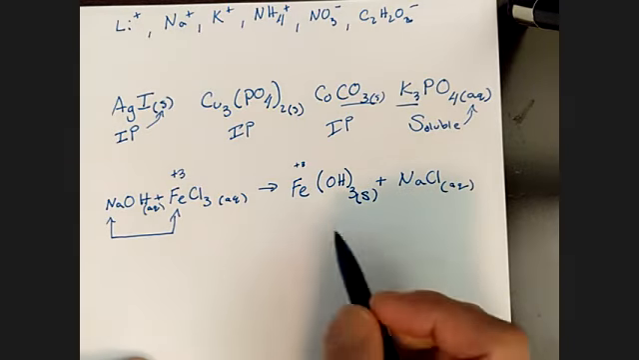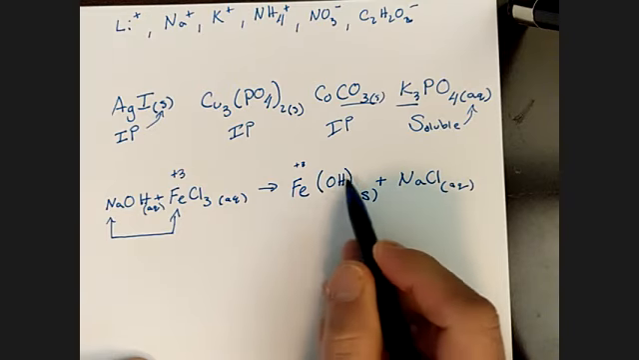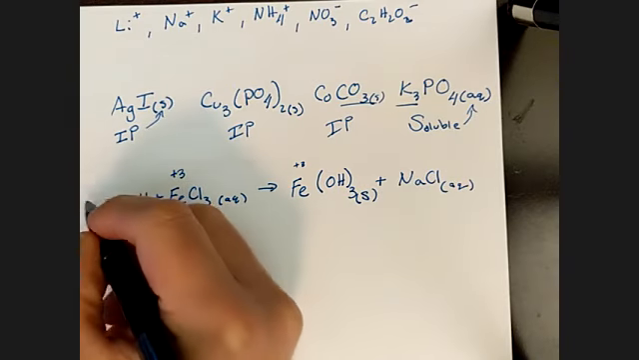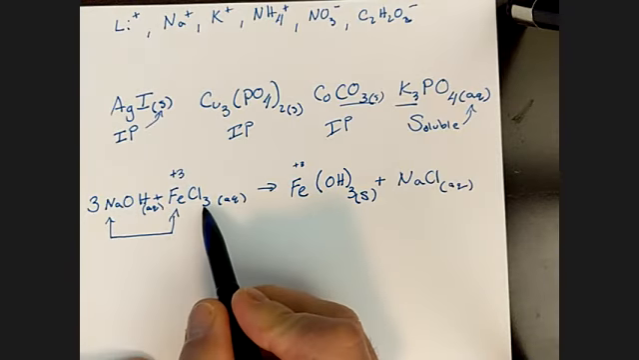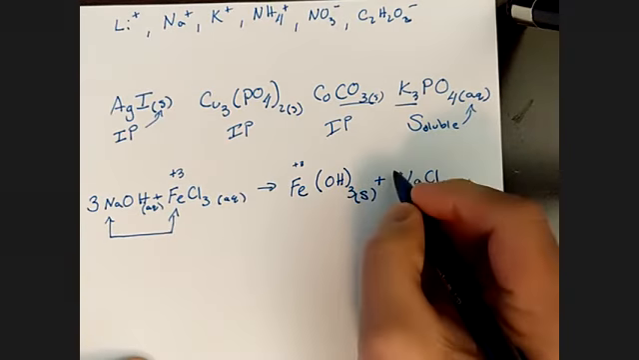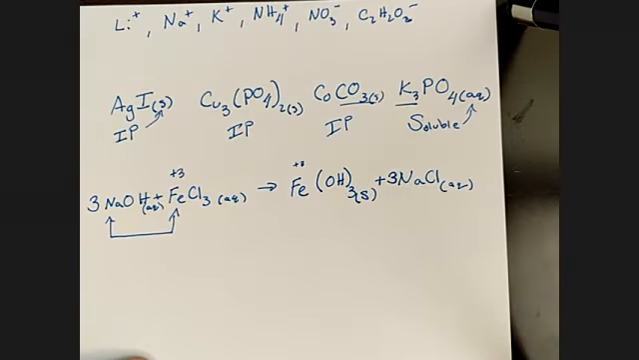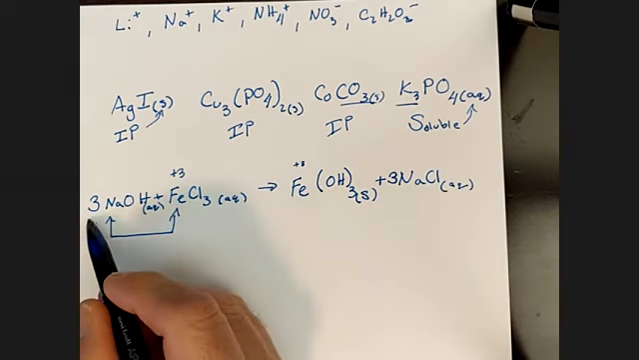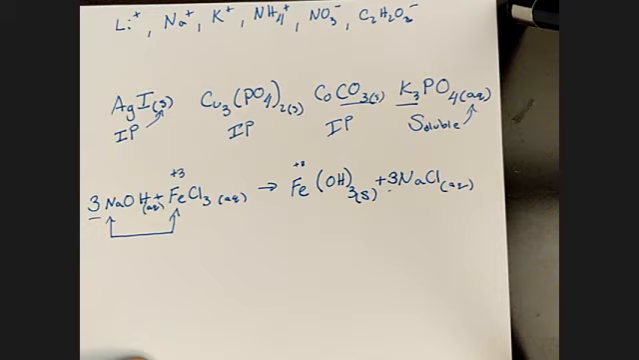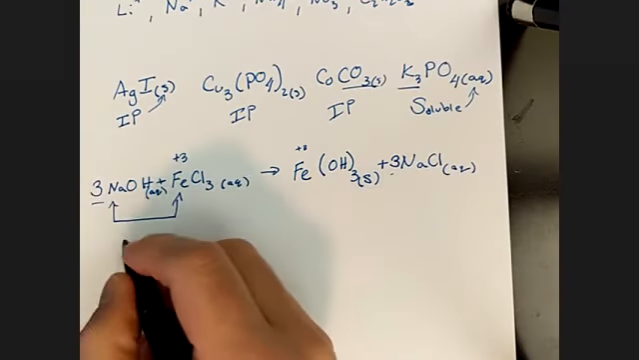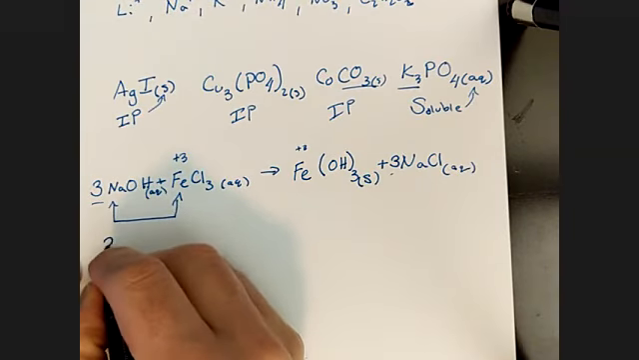And then you would want to balance this reaction. Since there's three hydroxides, we're missing a 3 over there. This also makes sense with the 3 chlorides. Remember, when we're balancing, we have to change the coefficients only. We cannot affect the subscripts of the reaction. So the molecules themselves can't be changed, but we can change how much of them we have. And so this essentially gives us our molecular equation.